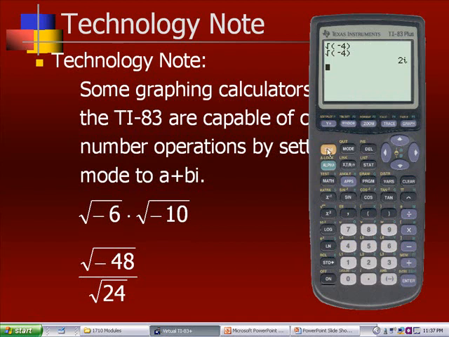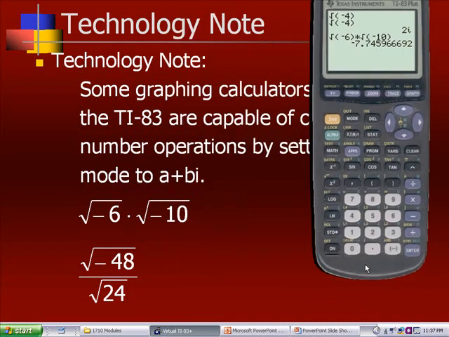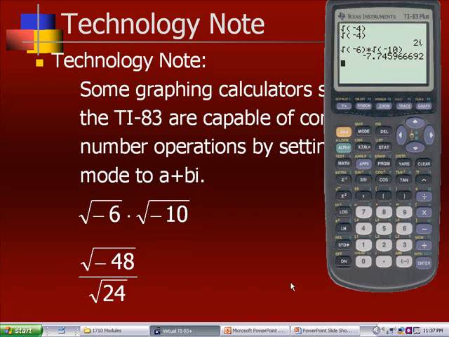So if we were doing something on our calculator, the second square root of negative 6 times the second square root of negative 10, that would give us negative 7.745 and so forth, which is, there's no i, like we said earlier. Okay?